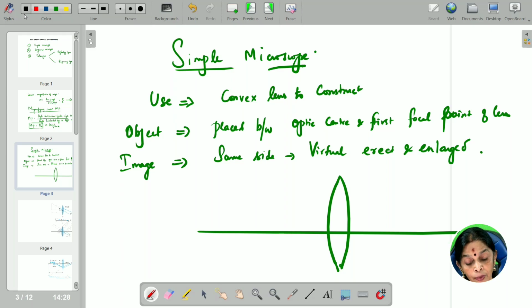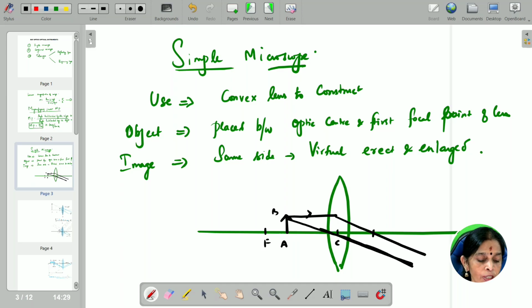This is called the optic center of the lens. Now, this is called the first focal point. I am going to place the object within the focal point. So, this is the object, AB. The ray passing parallel to the principal axis passes through the second focal point over here. The ray which is passing through the optic center goes without any deviation.